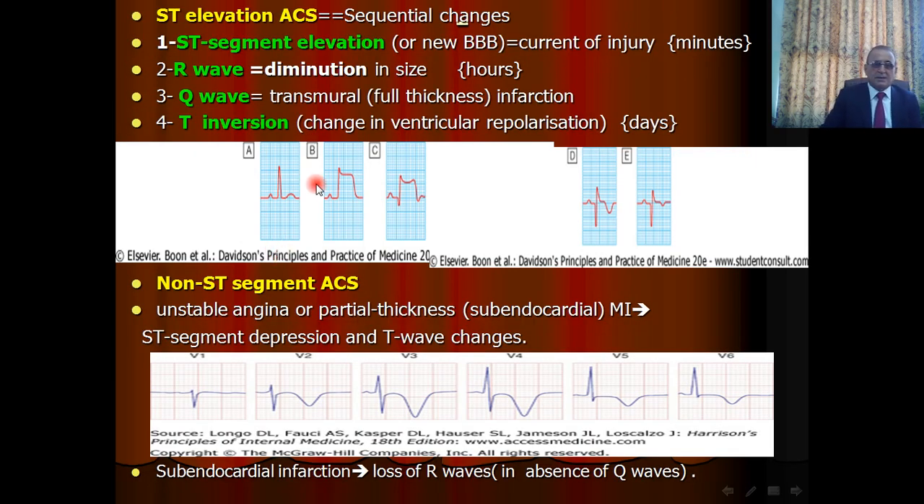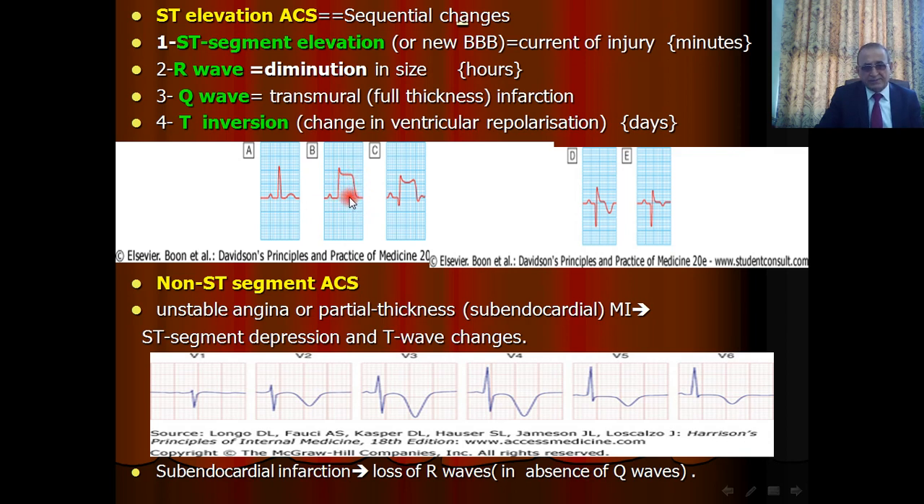But again, it is not only ST elevation. When you have ST elevation, this is probable infarct. There is a sequential change or evolutionary change. The first thing, you have ST elevation that indicates a current of injury within minutes. This is the normal ECG, and this is the ST segment. This is the earliest change. Actually, there is another change before that called hyperacute T. This is the current of injury.